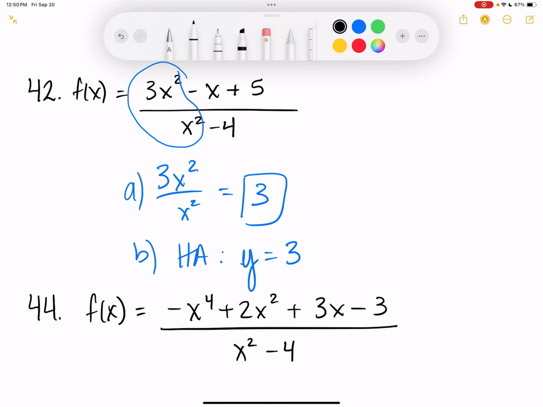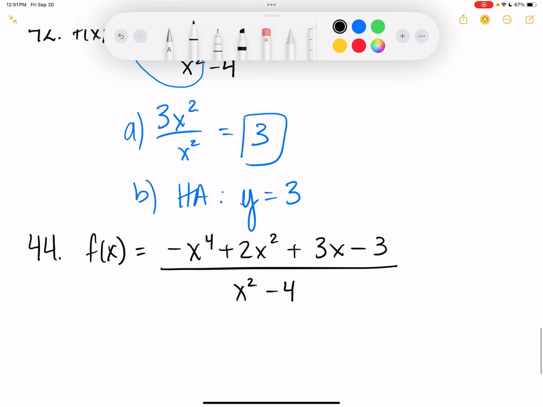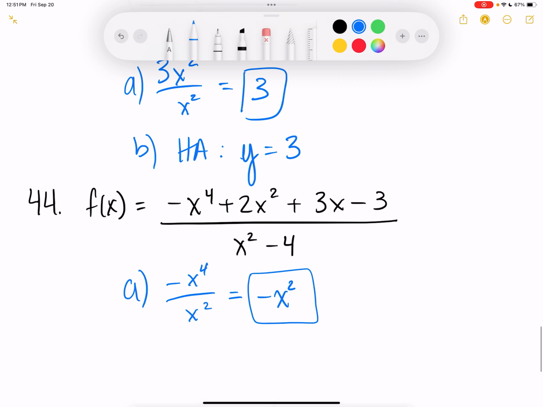Oh, this one also has x squared minus 4 on the bottom. All right, how would I set up my power function end behavior model? Negative x to the 4th over x squared. Which would ultimately give me what as my model then? Negative x squared. Yep, negative x squared. And then the horizontal asymptote, this is y equals 0.